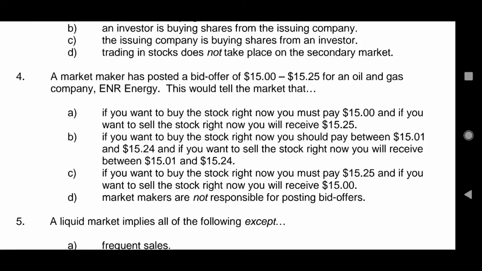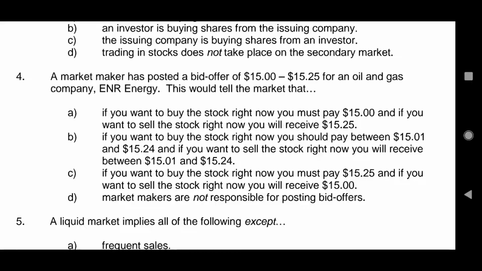It says this would tell the market that A, if you want to buy the stock right now, you must pay $15. So why is that incorrect? Well, that's incorrect because we've already said that you have to pay what the seller is selling it for. So what they're trying to do here is trick you and make you think that one is the other one, right? It's actually the offer that is how much you have to pay for it, how much the seller is selling it for. So it's not correct that you must pay $15. That's the most that the buyer is willing to pay, but you actually have to pay $15.25 if you want to buy it. So this is incorrect off the bat. They're just trying to trick you by making it completely the opposite, just backwards.